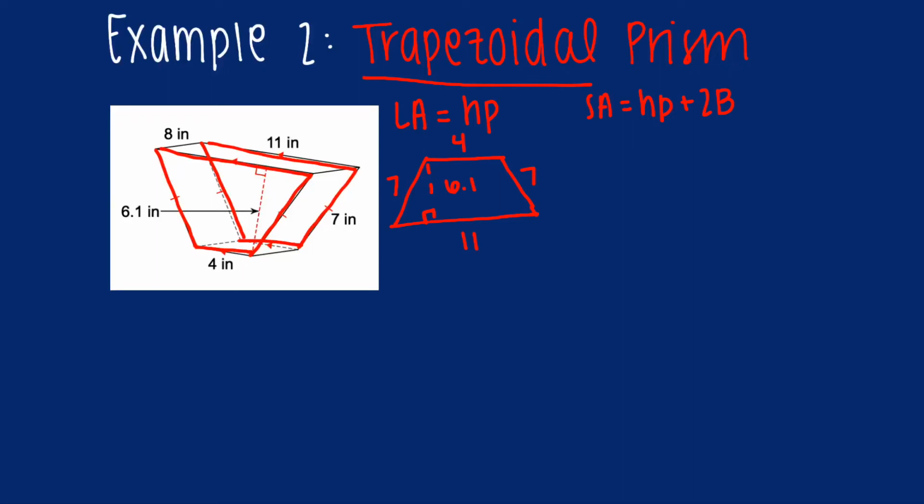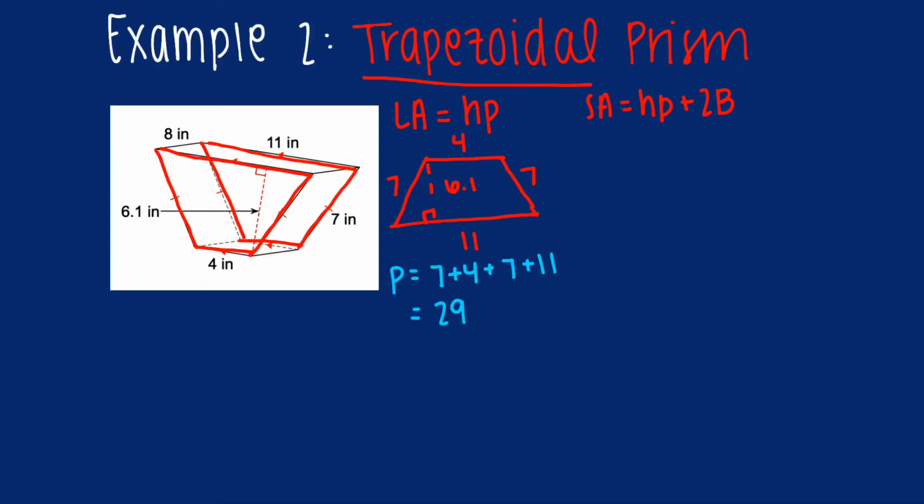So to find my perimeter, my little p, I take all the side lengths. So 7 plus 4 plus 7 plus 11. I add them together. 7 plus 4 gives me 11. 11 plus 7 is 18. 18 plus 11 gives me 29. So my perimeter is 29.